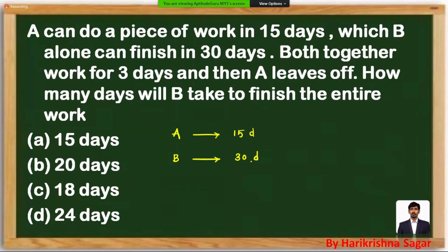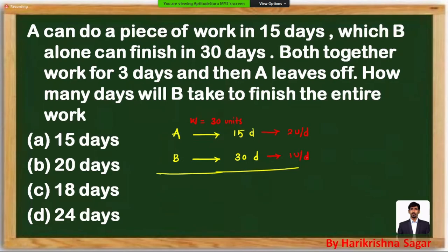As per the narration of the story, both together work for 3 days of time. So I don't know what is the total work done. Let's assume the total work is going to be 30 units. A finishes 30 units in 15 days. That means he can finish 2 units in 1 day. B finishes 30 units in 30 days. That means he can finish 1 unit in 1 day.